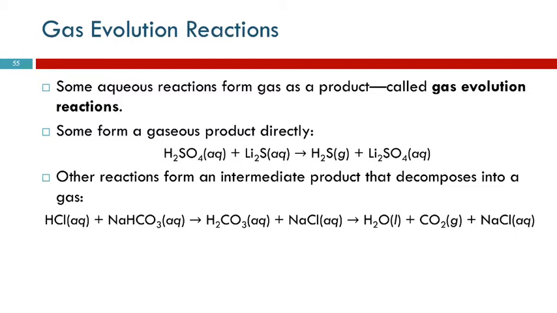Other reactions form an intermediate product that's unstable and decomposes into a gas and something else. And that's the case when you mix hydrochloric acid and sodium hydrogen bicarbonate. It forms carbonic acid and sodium chloride. Well, carbonic acid isn't stable. It decomposes and forms water and carbon dioxide.